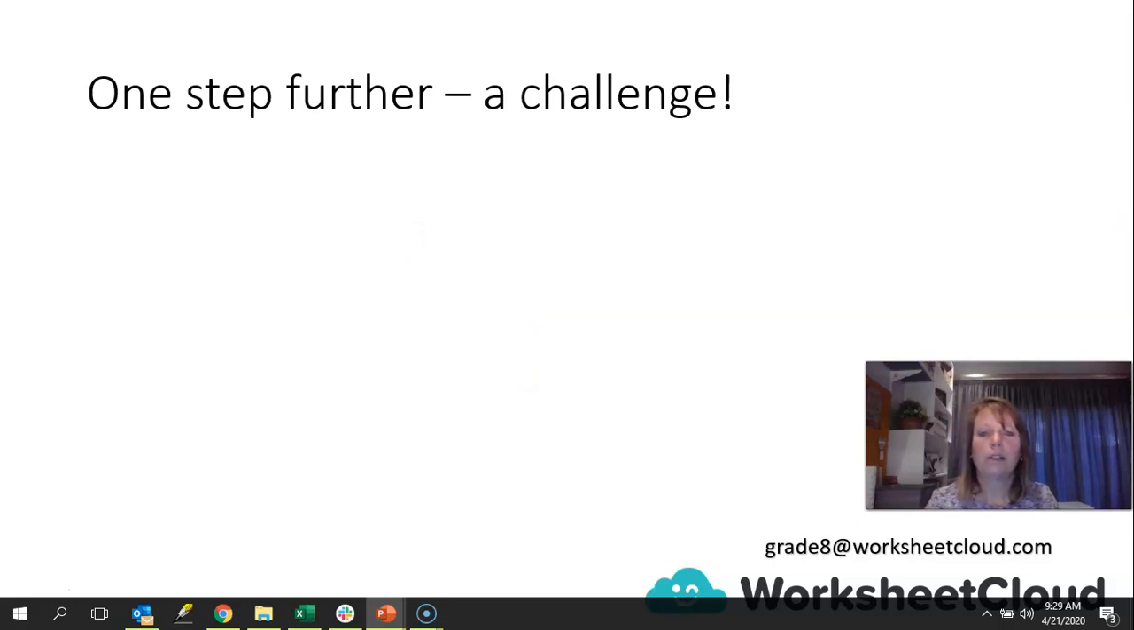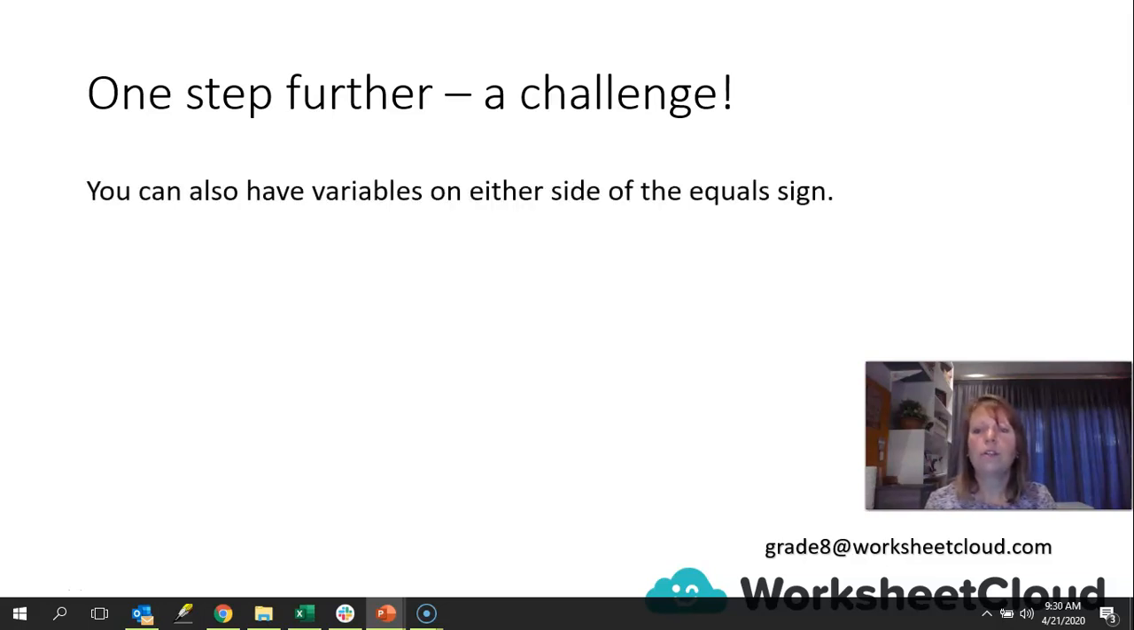This is a bit of a challenge because now we're going to introduce unknown values to both sides of the equation. So you can also have variables on either side of the equal sign. For example, 10x minus 7 is equal to 5x plus 3. Maybe it looks a little bit daunting to you, maybe it looks a little bit difficult, but let's just use the same things that we've done all the time and let's work through it carefully.